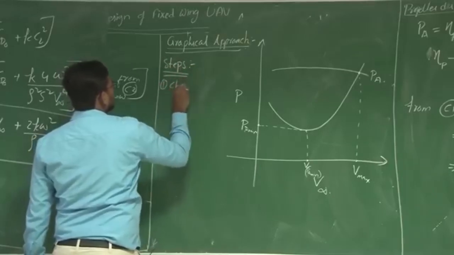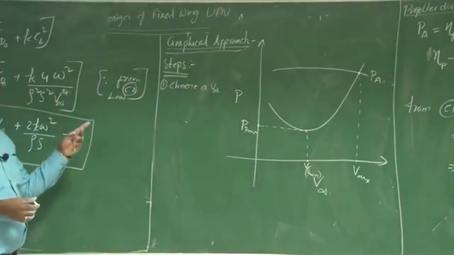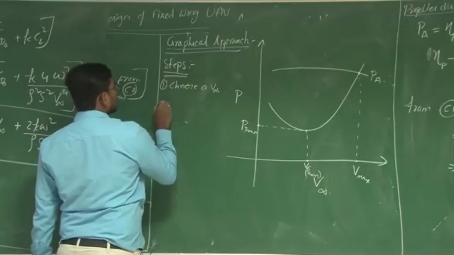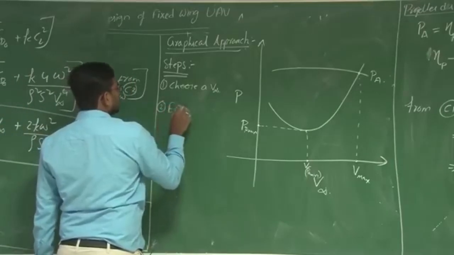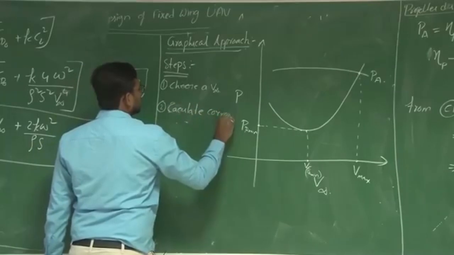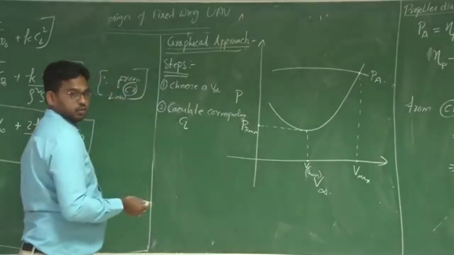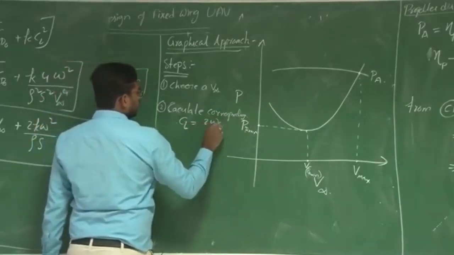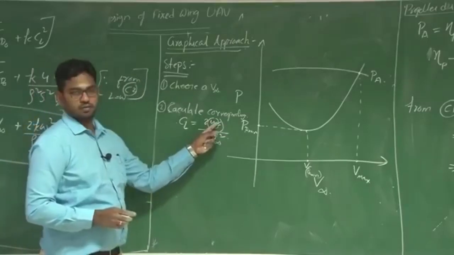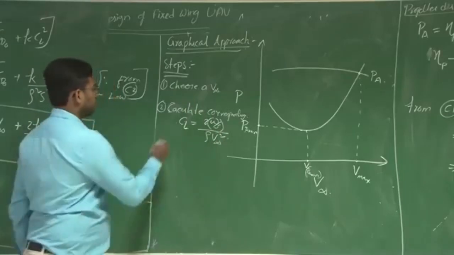First one is to choose a V infinity of interest, right? Choose a particular V infinity of interest. And now calculate the corresponding CL of this flight by CL is equal to 2W by S by rho V square. You know the altitude of flight, and for a given UAV at the required velocity, you can find out the corresponding CL. This is from equation C1.